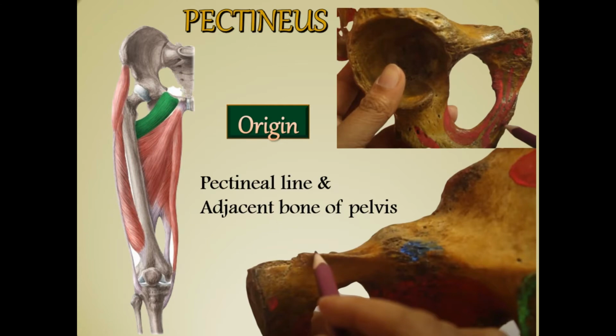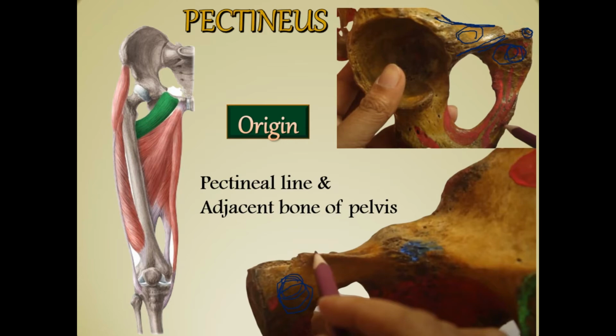Pectineus muscle origin: pectineal line and adjoining bone of the pubis. Now as you can see in this diagram above, this is the pectineal line, this one posteriorly. Can you see the picture above? This is the pectineal line and this is the pubic crest inferiorly, and this surface is the pectineal surface, right? And this is the pubic tubercle and this is the anterior surface of the body, and this is the posterior surface of the body in the picture below.